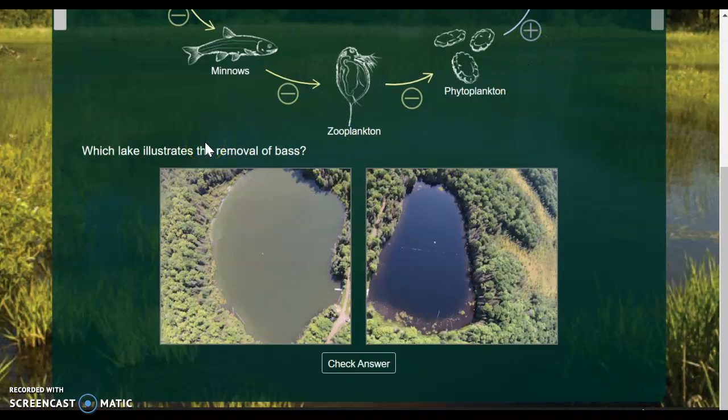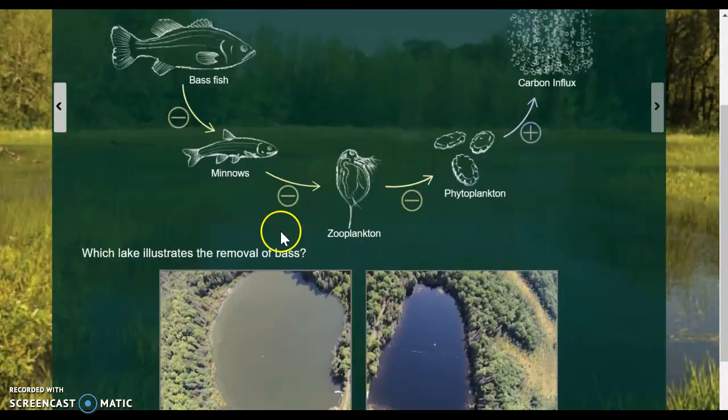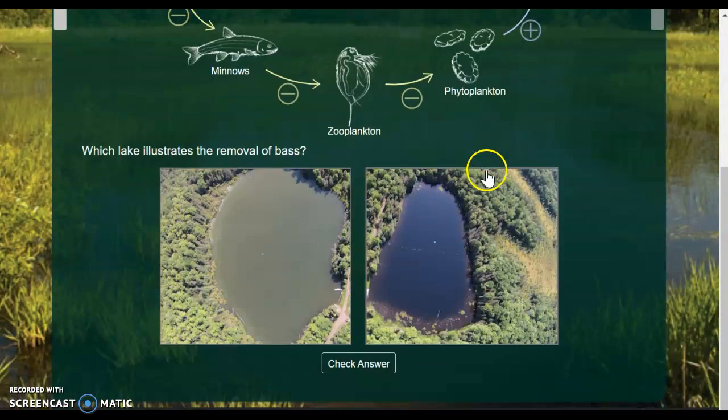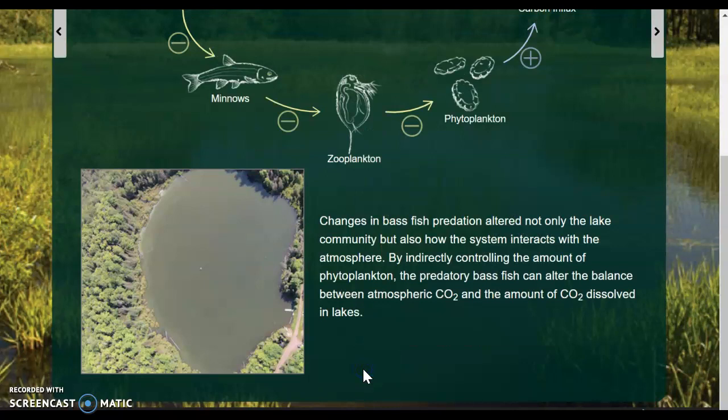But it says, which lake illustrates the removal of the bass? So if you take the bass away, it doesn't eat the minnows. Minnows don't eat the zooplankton or the phytoplankton. So let's see if it would be the clearer lake or the dirty lake. Let's go dirty lake.